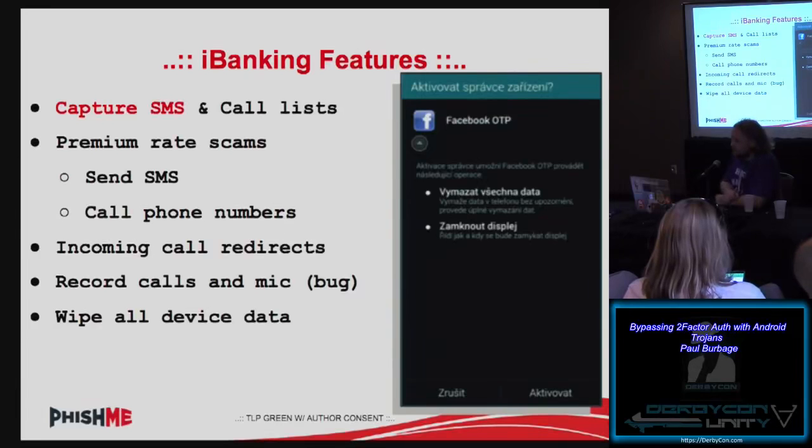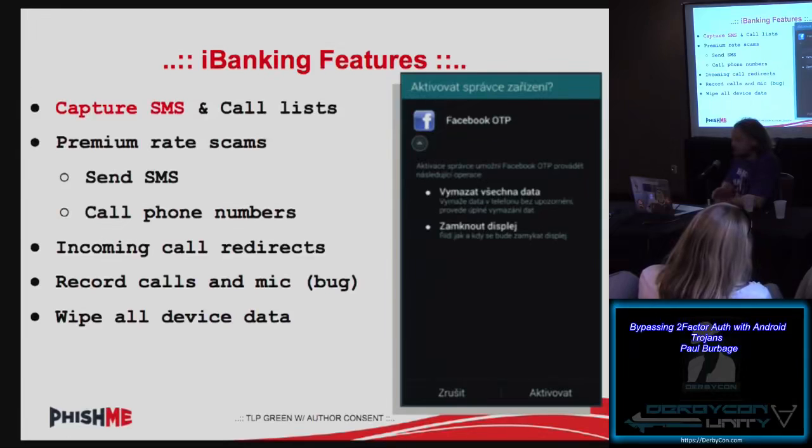One unique feature, getting more to the crimeware end of things, is the anti-forensic capability. This family has the ability to wipe all device data to prevent forensics later on. Pictured right here is actually a web inject from a Vawtrak configuration that prompted the user to install a Facebook one-time password, or OTP. This was actually an iBanking inject within Vawtrak. I believe that was about 3 months ago, so it's still utilized in the wild today.